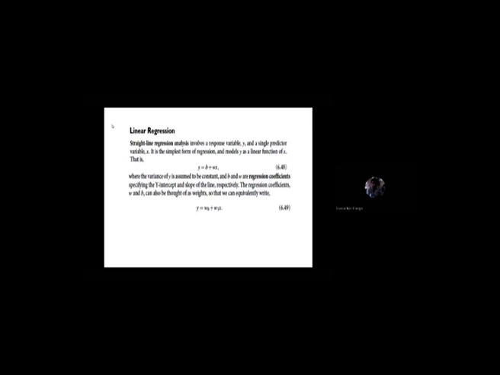So the variable b represents the y-intercept and the variable w represents the slope of the line, respectively. The regression coefficients can be thought of as weights, and we can equivalently rewrite it as y equal to w naught plus w1x. So instead of y equal to b plus wx, we are going to write the regression coefficients as weight values. We are going to rewrite the equation as y equal to w naught plus w1x.